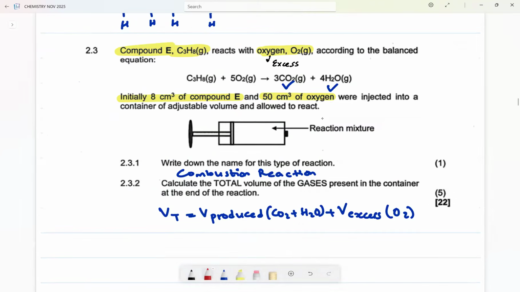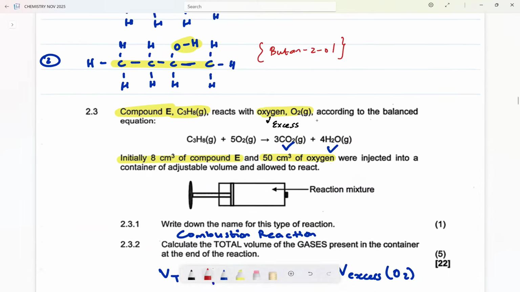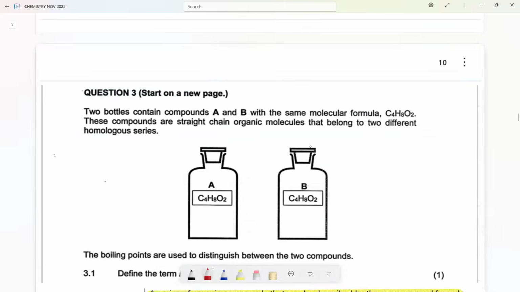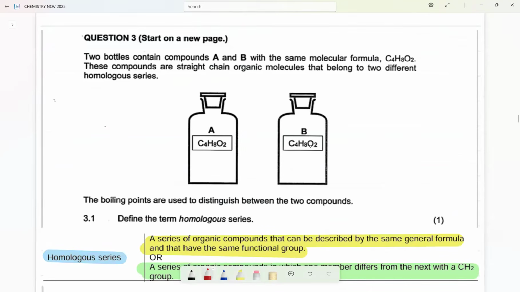Okay, so it was a nice question 2. Now let's go to question 3. Okay, question 3. It says two bottles contain compounds A and B with the same molecular formula. Same molecular formula. So we know the ones that have a molecular formula that has O2.